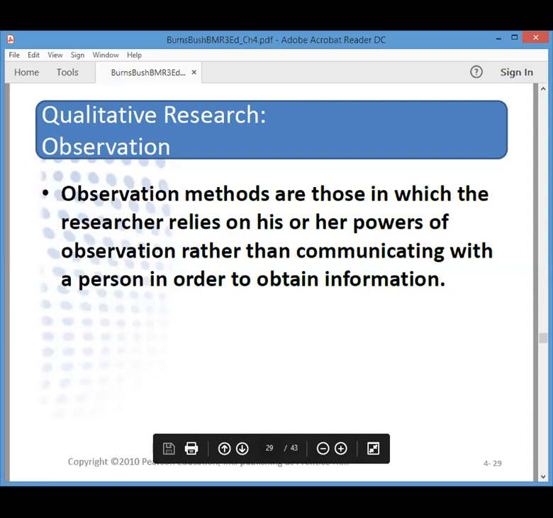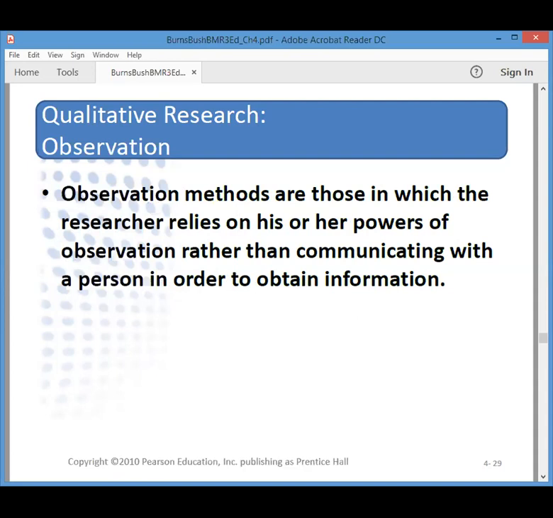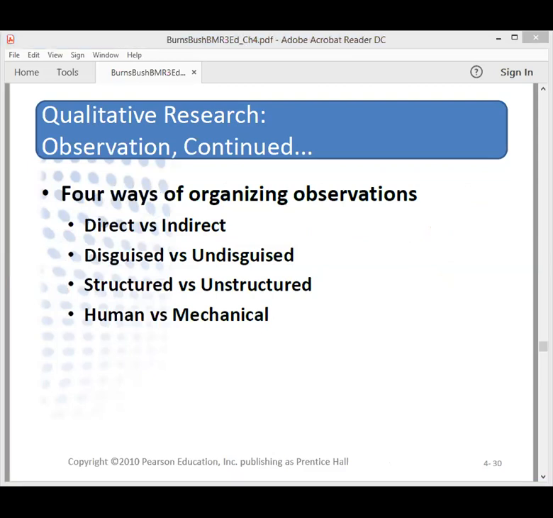So another type of qualitative research, in addition to interviews, is observation, and that's where the market researcher observes what's going on rather than communicating with a person in order to obtain the information. So there are several different ways of organizing your observation.